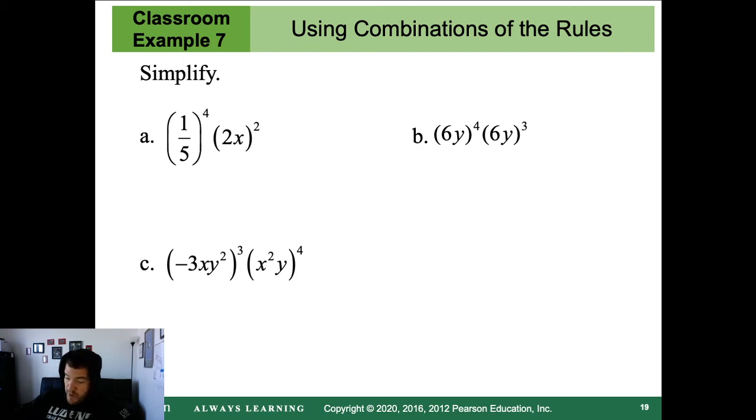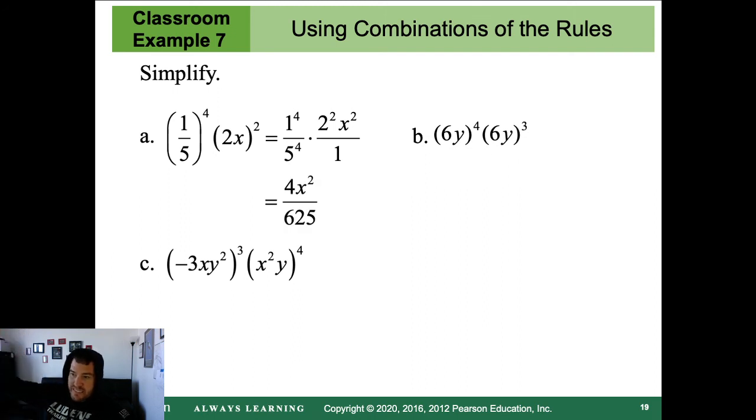Okay, so instead of me writing these out, I'm just going to have the computer do them because I thought they did such a wonderful job with it, honestly. So, okay, A: distribute that 4 to both the 1 and the 5, right? So that exponent has to go to both. On the right side, that squared goes to both the 2 and the x squared. So 1 to the 4th power, 1 to any power is just going to be 1. 5 to the 4th power is 625. 2 squared is 4, x squared.